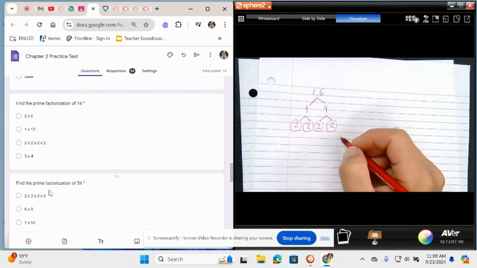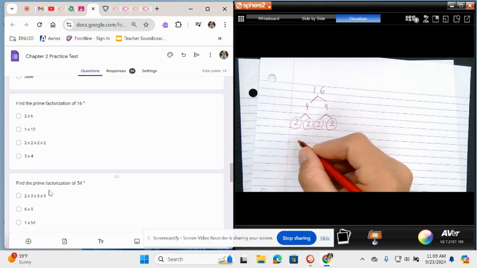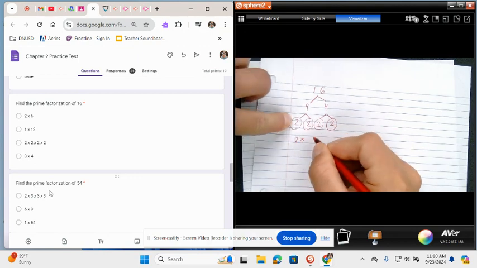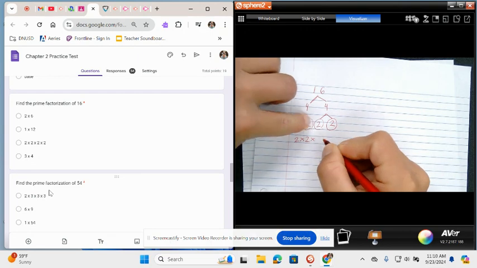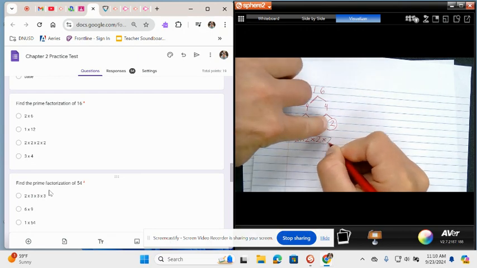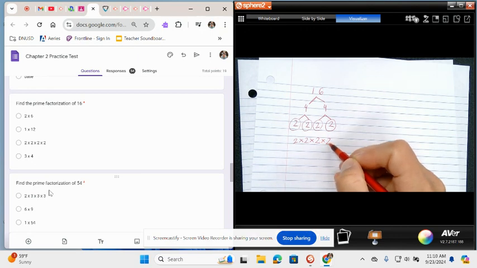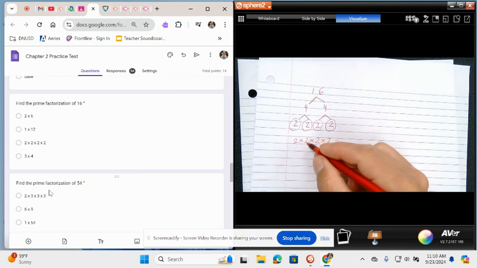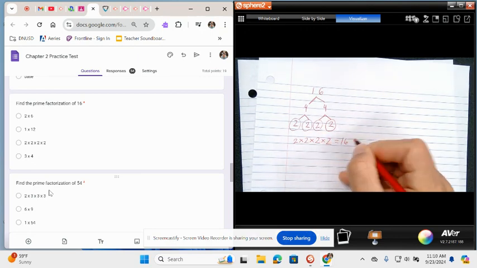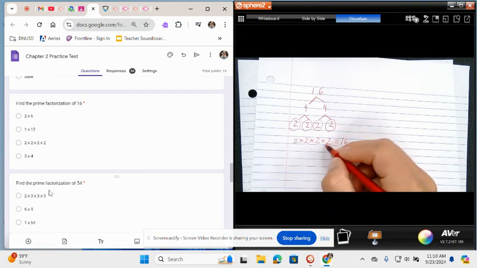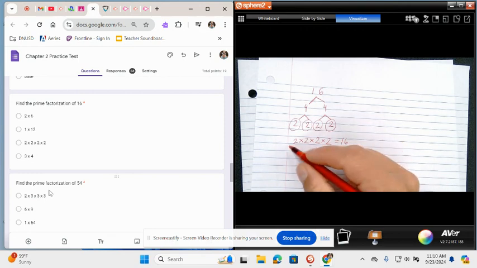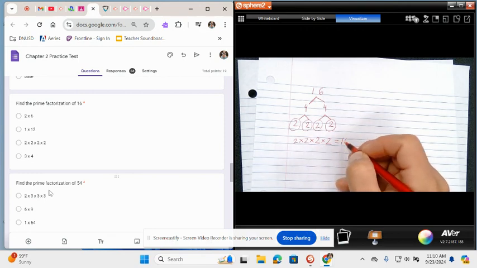I just multiply them all together. So 2 times 2 times 2 times 2. And 2 times 2 is 4, times 2 is 8, times 2 is 16. So since 2 times 2 times 2 times 2 equals 16, and since 2 is a prime number, all these 2's are prime numbers because they're all 2. Since they're all prime and since they equal 16, that's the prime factorization of 16.